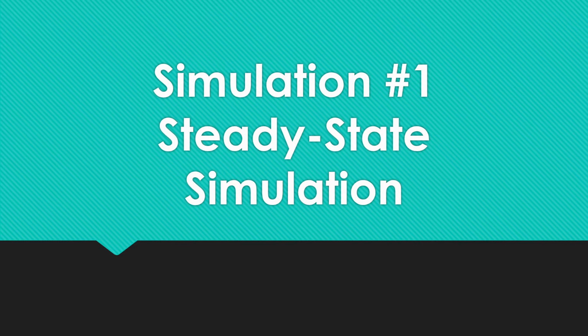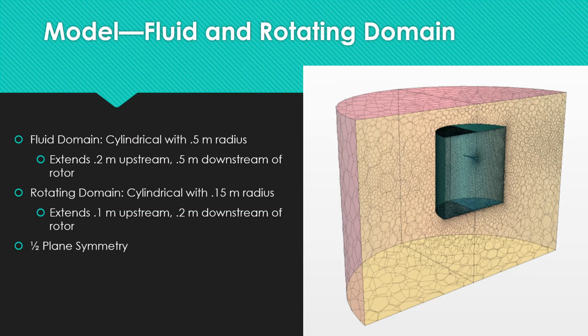The next step was to model the rest of the simulation for a steady-state StarCCM Plus analysis. A cylindrical fluid domain with a 0.5 meter radius around the rotor, extending 0.2 meters upstream of the rotor and 0.5 meters downstream of the rotor, was created. This cylindrical fluid domain was modeled using half-plane symmetry to make this simulation more computationally efficient.